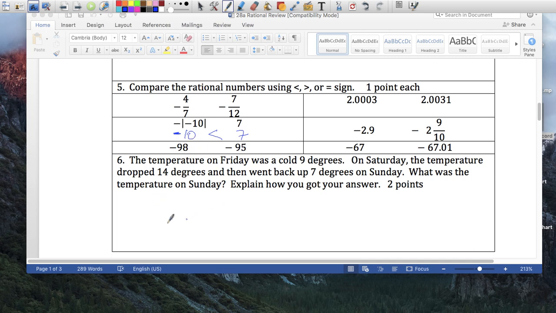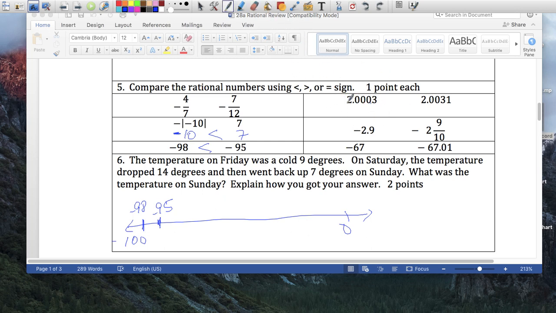Negative 98, negative 95. Okay, so again, here's your number line. Here's 0. Here is, I don't know, negative 100. So negative 98 would be close to negative 100, right? And negative 95 would be close to negative 100, but a little bit to the right. If you look at both numbers, who's on the right? Negative 95 is, right? It's to the right. So that makes it the bigger number. So negative 98 is less than negative 95. So, guys, with negatives, it's backwards, okay? The bigger the number, the smaller it is, okay?